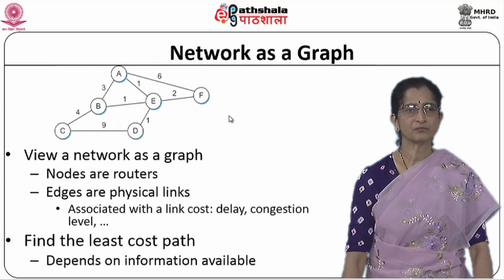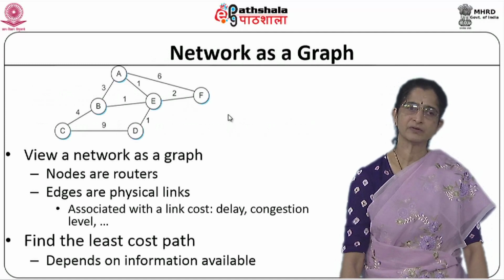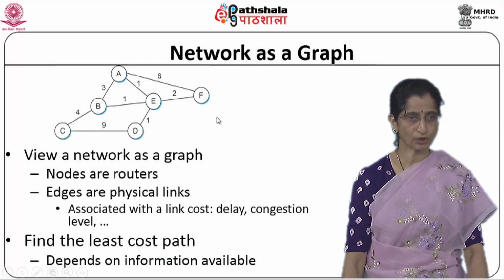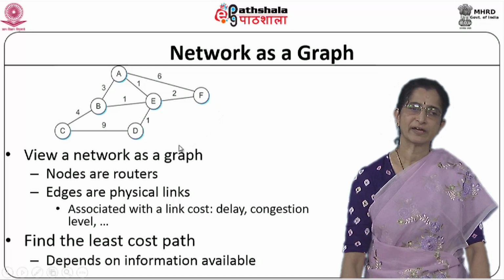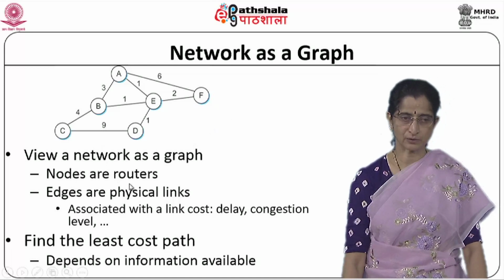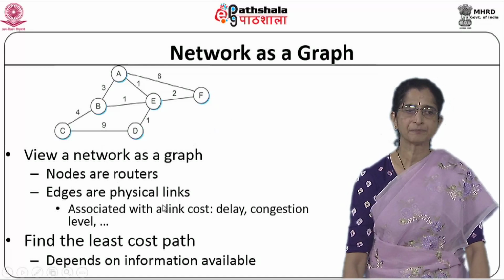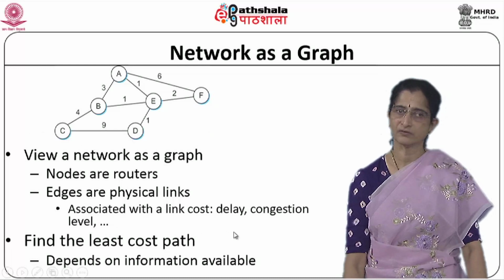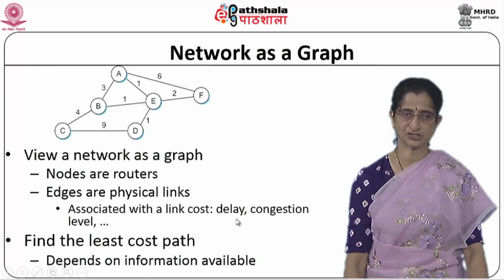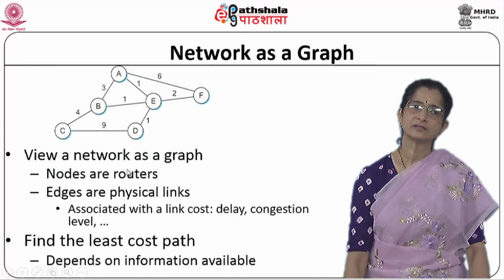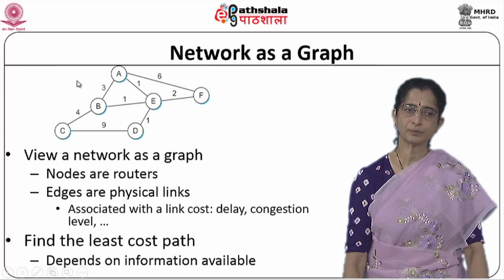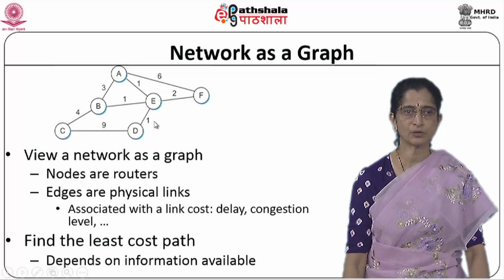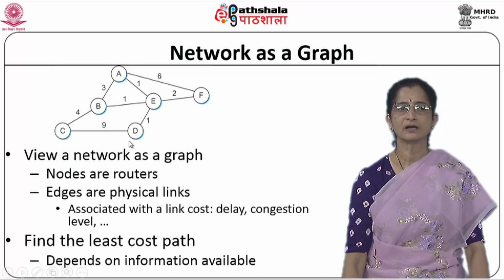Now, remember that whenever we talk about routing in a network, we view the network as a graph. So, we model the network as a graph, where the nodes of the graph are the routers, the edges are the physical links, and associated with every link there is a cost, which could be based on various factors, such as delay or congestion level and so on. And the whole process of finding a path boils down to finding a least cost path on this graph.